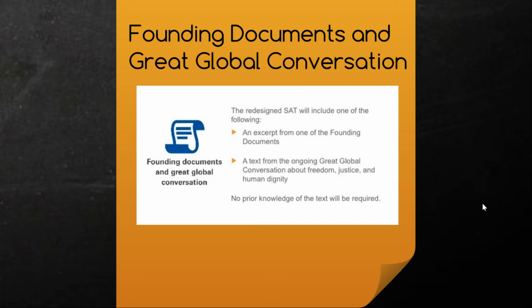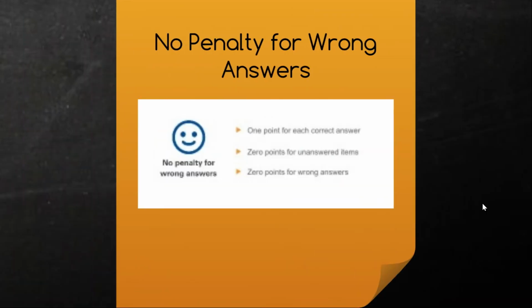Founding documents and Great Global Conversation. The redesigned SAT will include one of the following: an excerpt from one of the founding documents, or a text from the ongoing Great Global Conversation about freedom, justice, and human dignity. Right? You don't have to have any prior knowledge of the text to answer the questions.